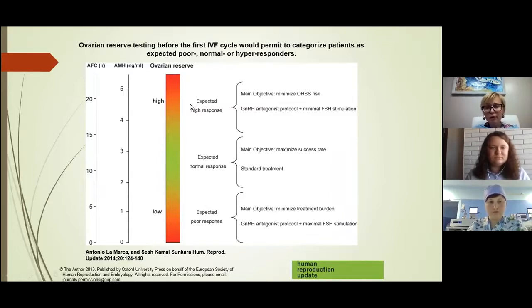If we have a woman we can call a potential high responder, we should be careful with the risk of ovarian hyperstimulation syndrome, and it should be a specific protocol: antagonist protocol, minimal FSH dosing, and trigger only with agonists, which prevents this ovarian hyperstimulation syndrome. If we have a potential poor responder, we should give a higher dose of FSH, maybe do ultrasound more often, and also we can do trigger with HCG.